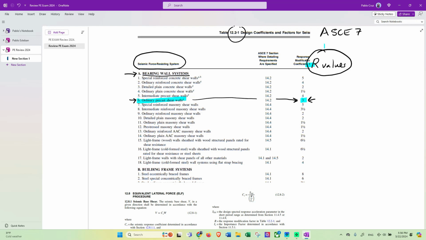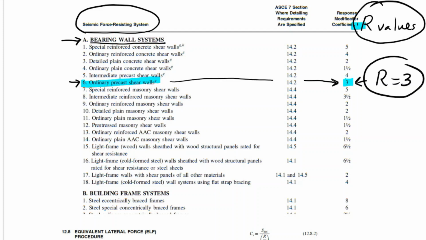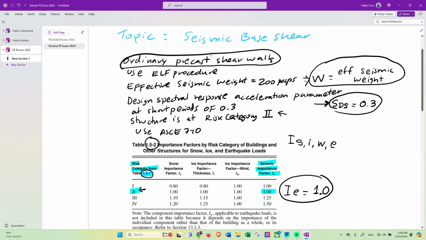Number six here is ordinary precast shear walls, and we have an R value equal to 3. So we are dissecting what we find on table 12.2-1. The next thing we need to figure out is another thing given in this problem. The problem says use ELF procedure. So what's the meaning of that?